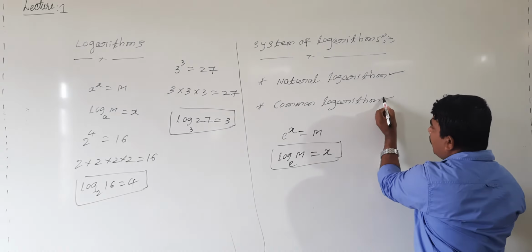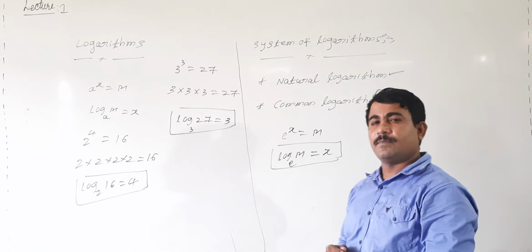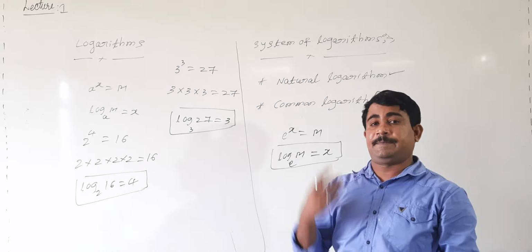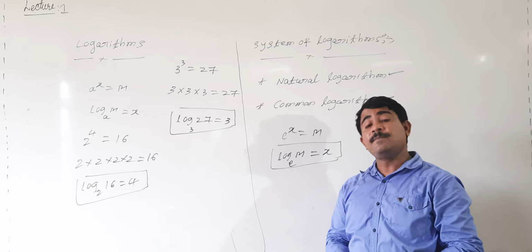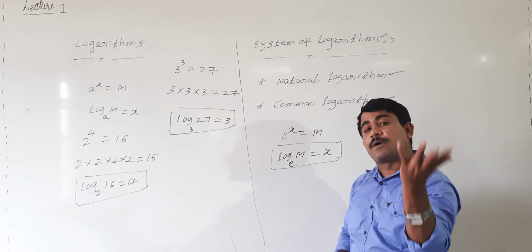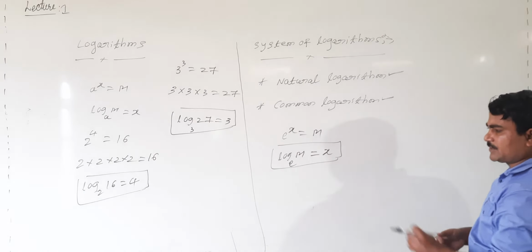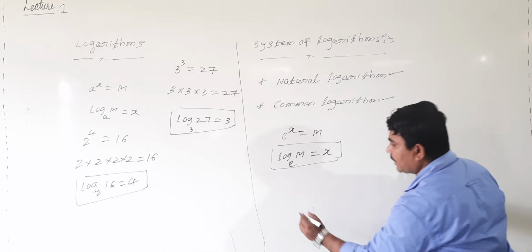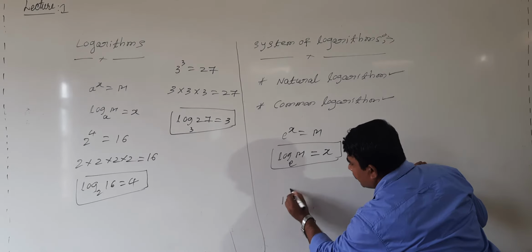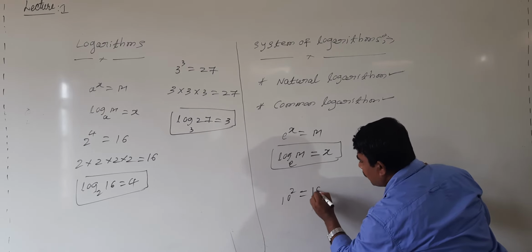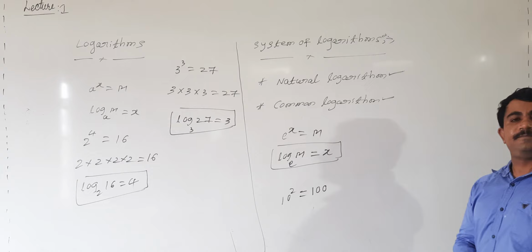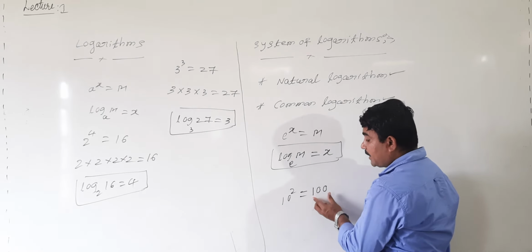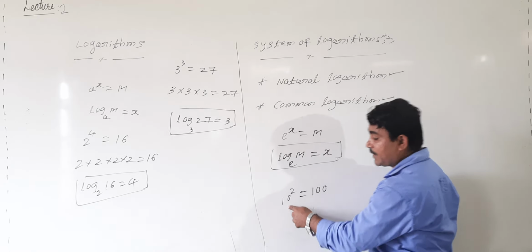Then what is common logarithm? Common logarithm means logarithm to the base 10. Logarithm to the base 10, that we are calling common logarithm. How is this? Shall I take an example? Then we will see common logarithm here. Students, shall I take here? I will take 10 raised to 2 equal to how much? That is 100. Then how to write? 2 is called logarithm of 100 to the base 10.